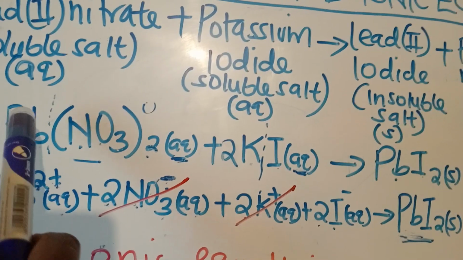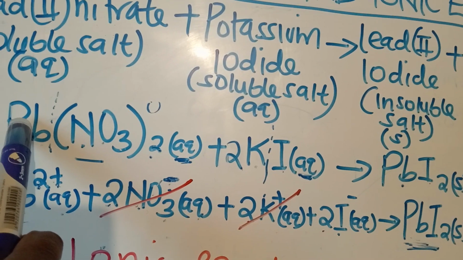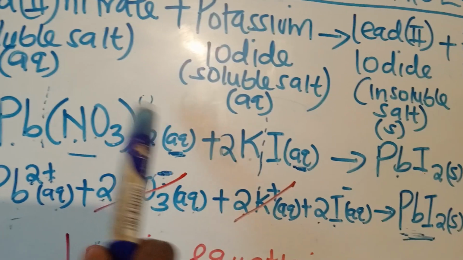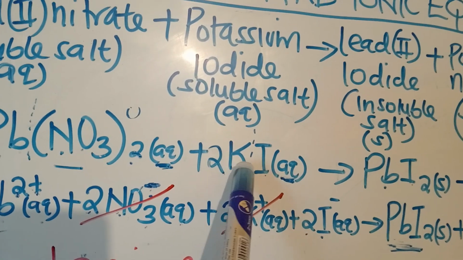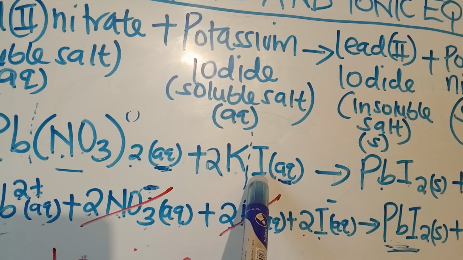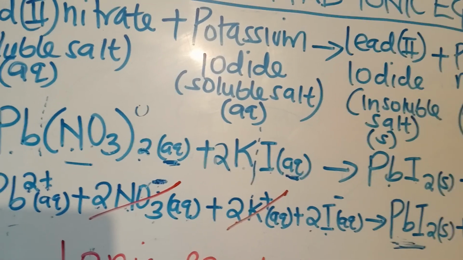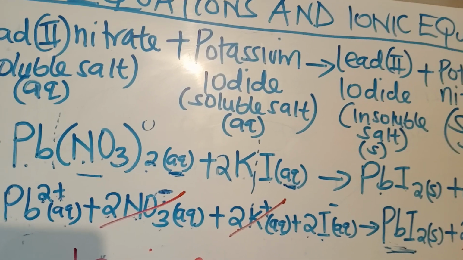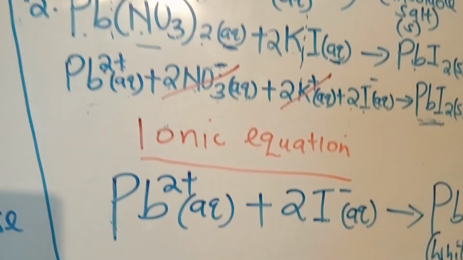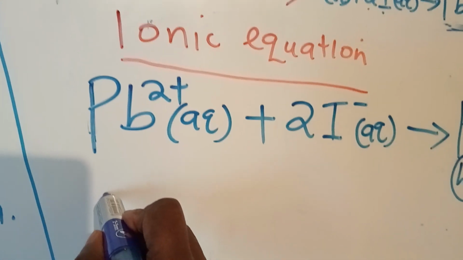You see, here we have lead. It has nitrate to begin with. Then we have potassium that has the iodide part. So what happens is they actually exchange. They actually exchange the non-metallic part. So let me write it this way here.